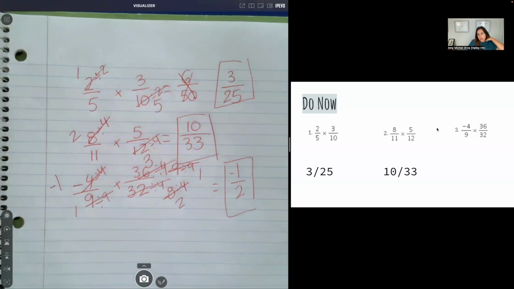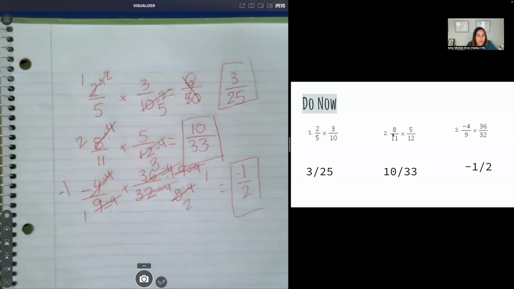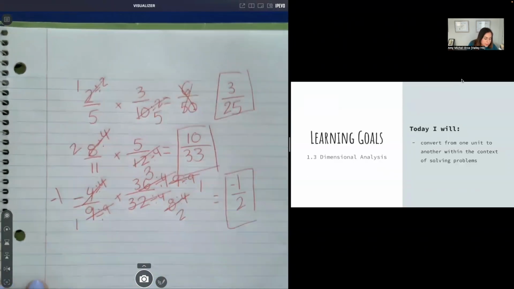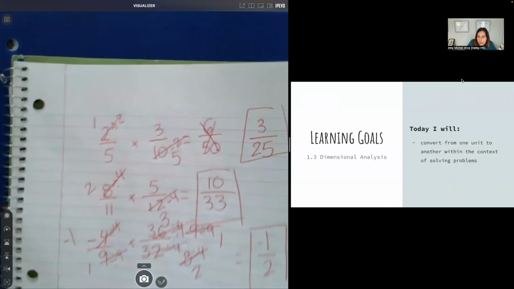Okay, so that is the intro to this lesson. We have to be able to cross-cancel and recognize when things can cancel out because they appear in the top, like in the numerator, and in the denominator. And they can be across different fractions before you multiply.